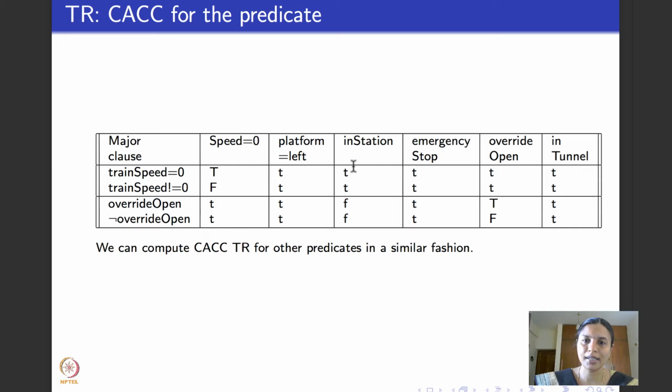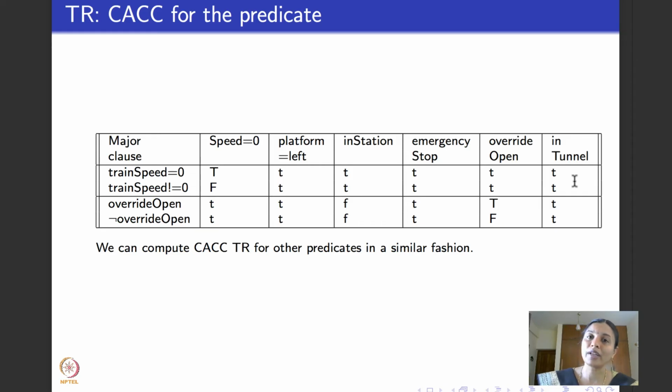Because if you see, it says in station is set to true and in tunnel is also set to true in both these cases, which means that the train is in the station and in the tunnel at the same time. That is not practically possible, right? It is either in the station or in the tunnel. So there could be a possible error, or you could interpret it as the finite state machine that we saw at its level of abstraction not giving enough details to specify what we need.